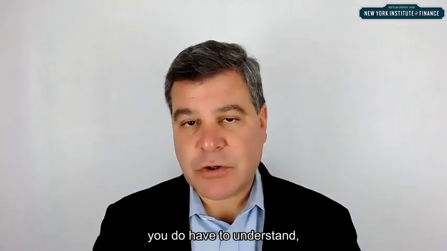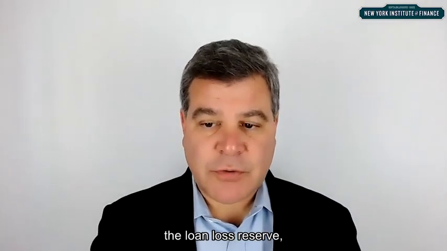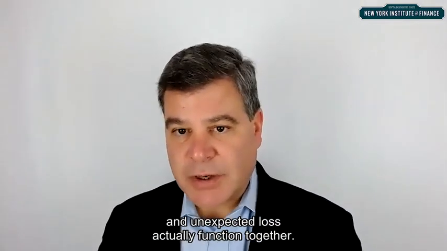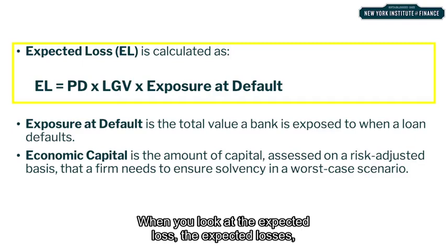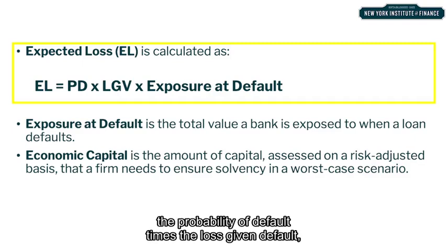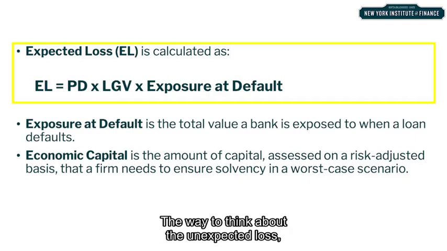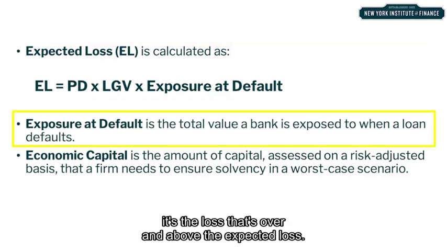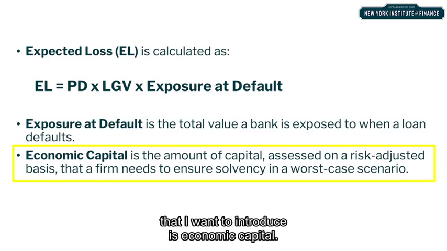To understand credit risk, you do have to understand how the provision expense, the loan loss reserve, expected loss, and unexpected loss actually function together. The expected loss is the probability of default times the loss given default times the exposure at default. The way to think about the unexpected loss is that it's the loss that's over and above the expected loss. Now, another concept of credit risk that I want to introduce is economic capital.